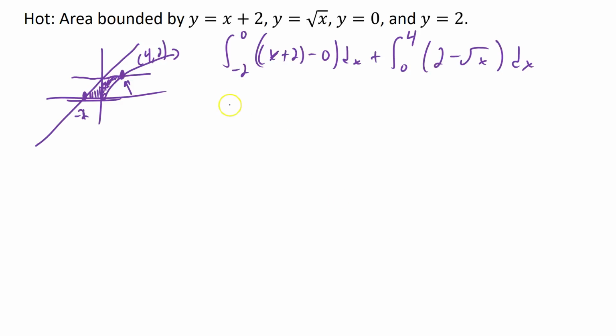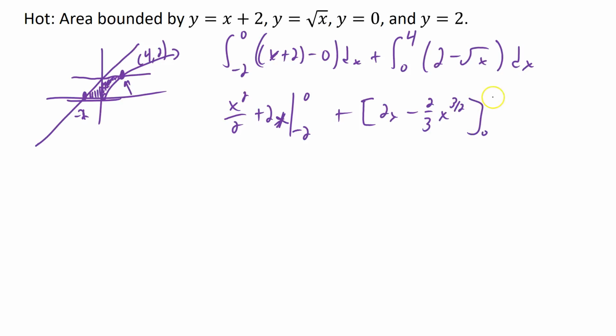Okay, so antiderivative, x squared over 2 plus 2x, evaluated from negative 2 to 0. Get lots of practice with evaluating definite integrals here in this unit. And then it'll be plus, let's see, 2x minus x to the 1/2 over 1/2, which is 2, x to the 3/2, excuse me. I gotta think about this. It's x to 1/2, so it's x to the 3/2 over, so it's 2/3 x to the 3/2 from 0 to 4.